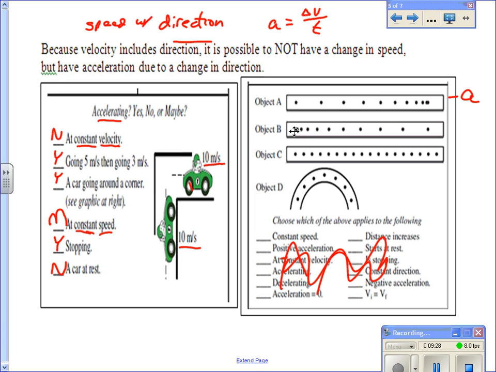All right, object B, the dots are getting farther and farther apart. That means we have a positive acceleration. Object C, the dots are the same distance apart all the way through, so we have zero acceleration. And here we have a constant speed because the dots are the same distance between each other. But we have a change in direction.